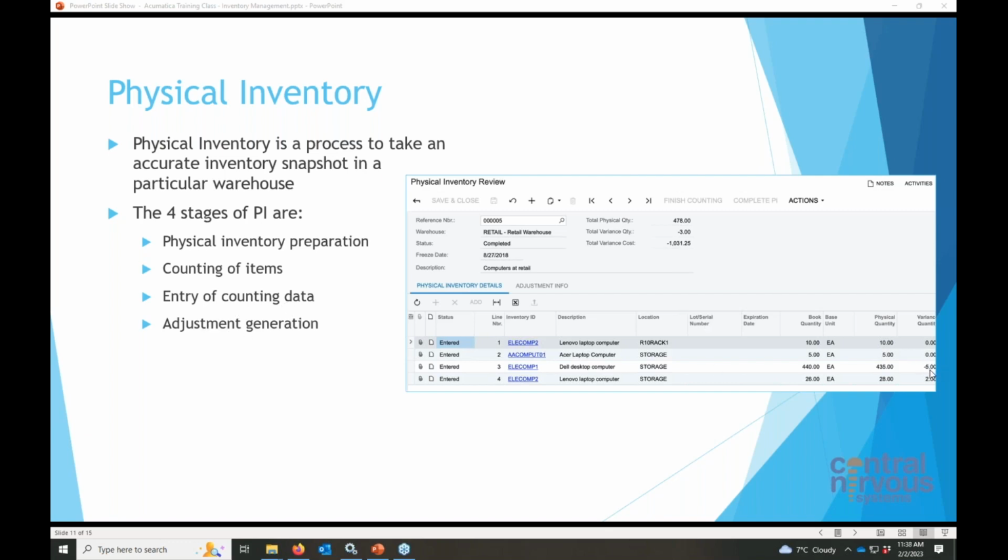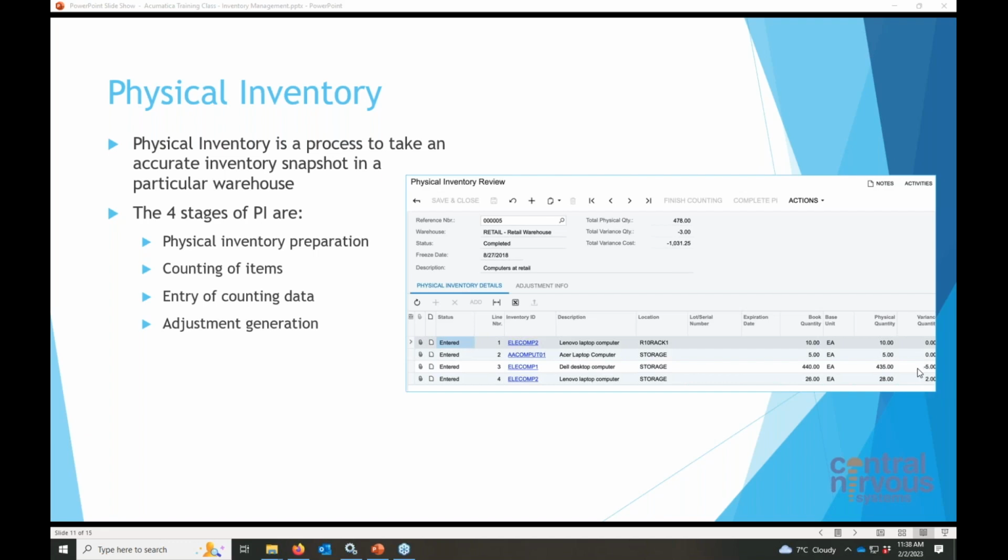So if we look at this little screenshot here, it's small, but the snapshot quantity of the Dell desktop was 440, but actual counted is 435. So there is a delta of -5, and that is what the variance transaction will be based on, that delta, much like an adjustment. So a physical inventory is like doing an adjustment, but an adjustment en masse. Again, it's only going to be based on those quantity deltas.